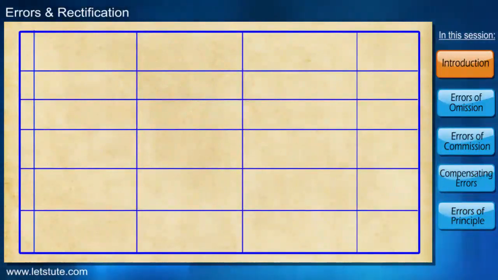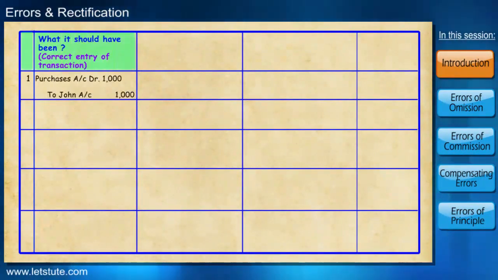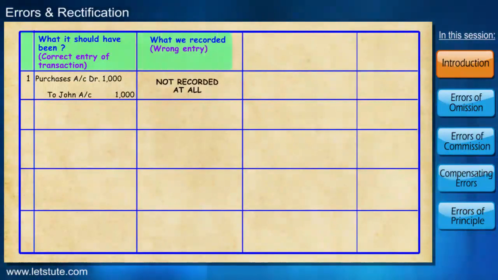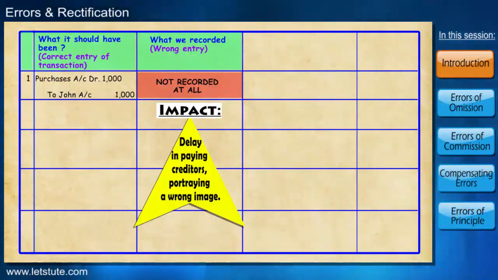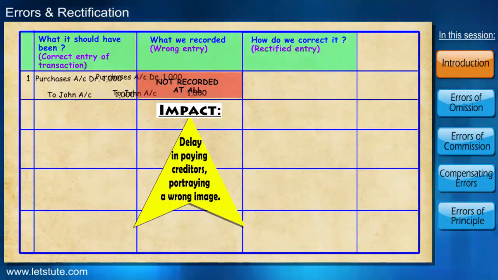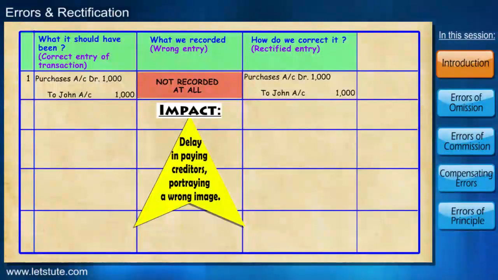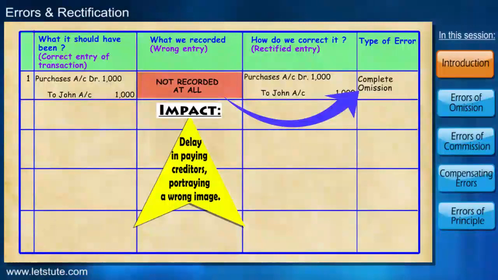When he made a credit purchase, the entry should have been as follows. But he omitted this entry completely. If this purchase entry is omitted completely, it will not allow to make timely payments, which in turn creates wrong image of our business in front of our creditors. To make this correction, we will simply have to pass this entry now. This kind of error, where a transaction has not been recorded at all, is called an error of complete omission.